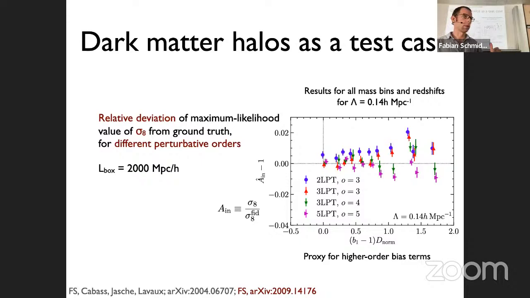And now, in terms of bias, yeah, there's Lagrangian biasing. For example, 3 LTP means that you go all the way to the third order in bias. Yes, so to be precise, the integer here is the order in the matter perturbation theory. The O here is the order in bias. In principle, they should be at the same order.